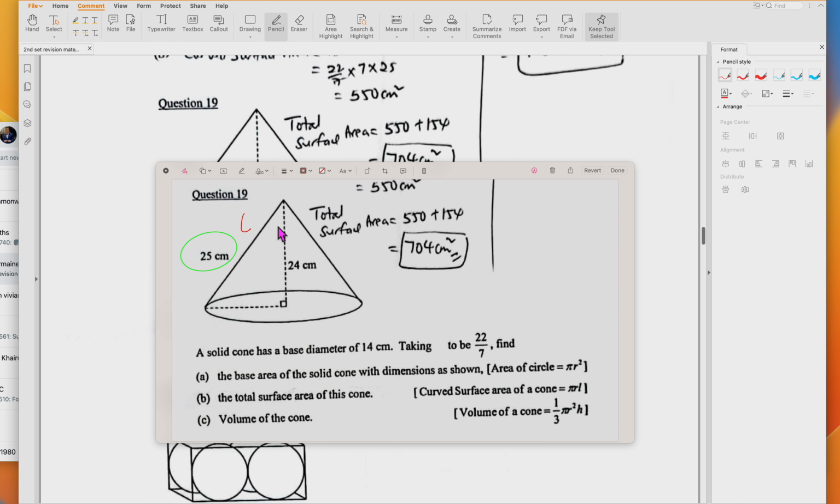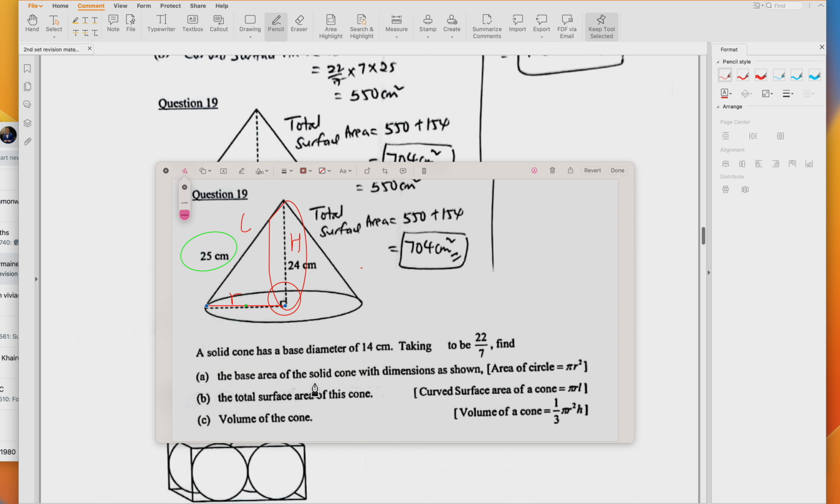And then this 24, I think it's very clear cut already, right? It's the height. Do you know why it is the height? Because of the right angle. If it's not a right angle, that's not the height. And then where is the radius? The radius is here. Are you clear now?